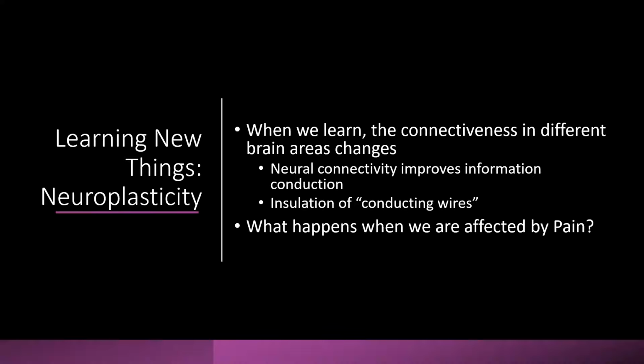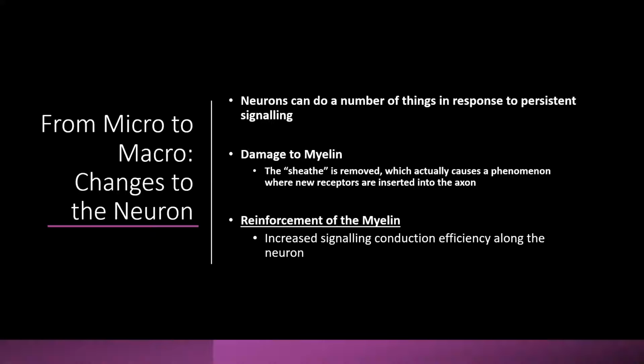But what happens when we are affected by pain in the context of neuroplasticity, and especially in the context of persistent pain? A number of things can actually happen. We'll start on the small scale. So neurons, after you've been injured, will cause a variety of things. There can be damage to the myelin itself, that little sheath, that insulating thing that covers the cable that connects to the next neuron. This sheath can sometimes be removed.